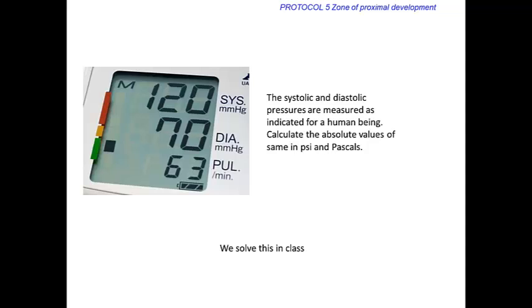The systolic and diastolic pressures are measured as indicated for a human being. Calculate the absolute values of same in psi and pascal. We will solve this problem in class.